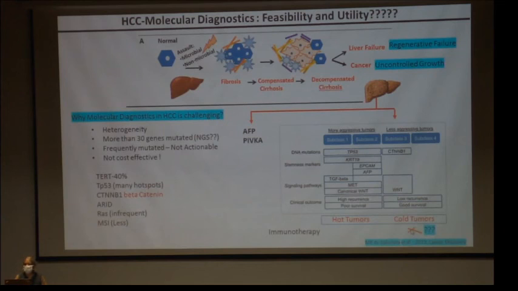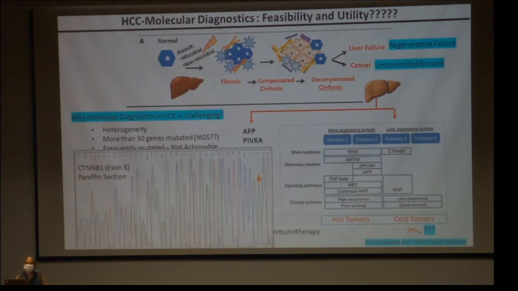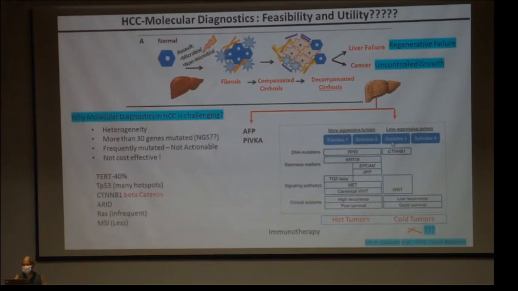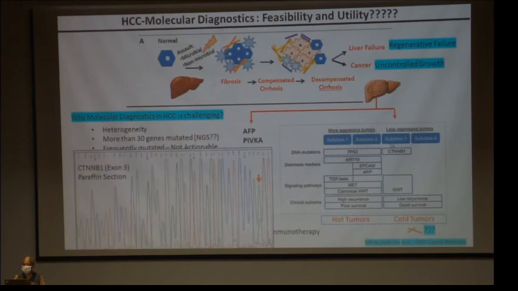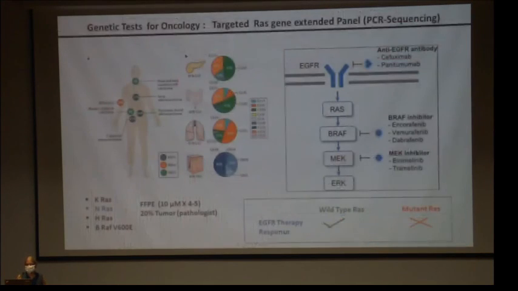These are again basic work which we can do, and we've already standardized in our lab the exon 3 mutations using the paraffin embedded blocks, with small 10 micron sections in 3 slides. Now, what is approved and can be done is the testing for RAS, and this is an extended panel. This is KRAS, NRAS, HRAS, and the BRAF.